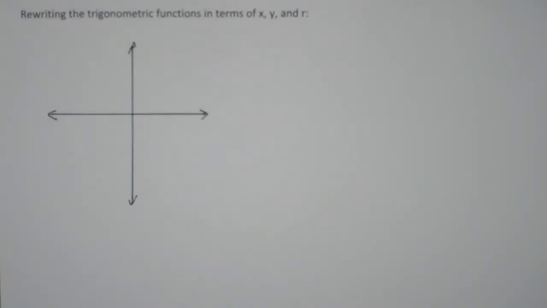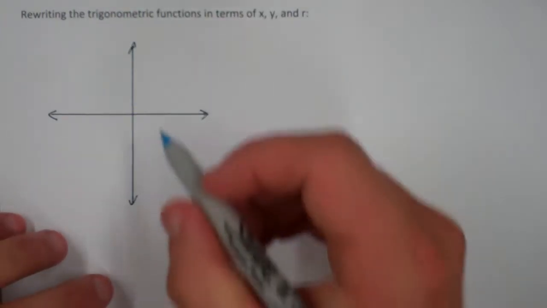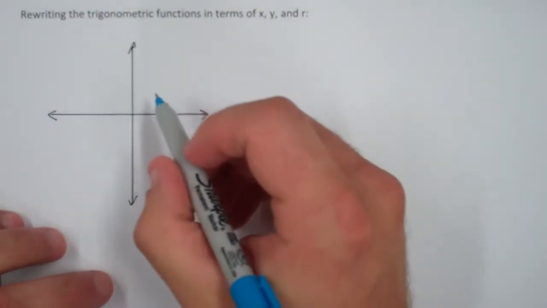In this concept video, we're going to be rewriting the trigonometric functions in terms of x, y, and r. Essentially, we're going to take a right triangle and put that on the coordinate plane. So let me draw a right triangle here for you.